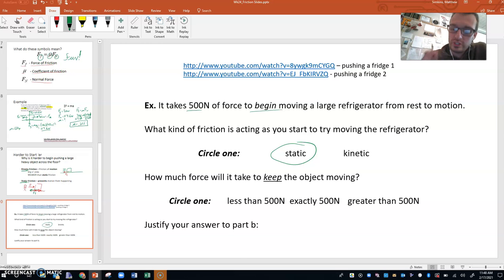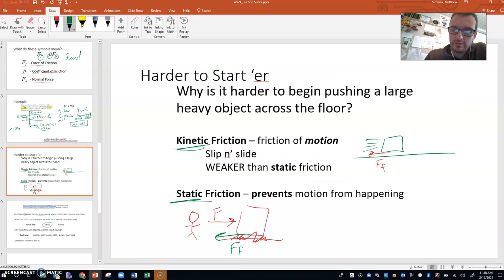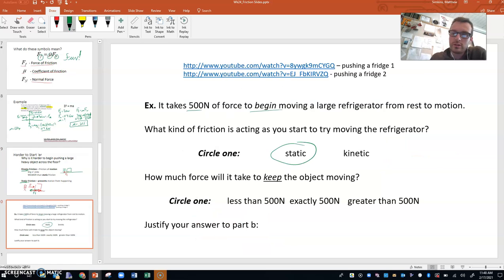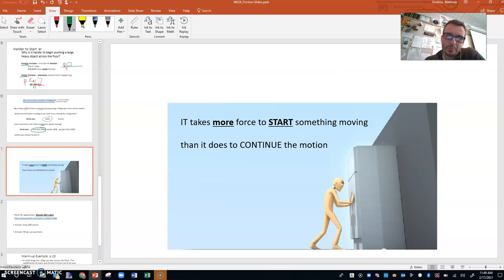And based on what we just said, look at what we just said. We just said that kinetic friction is weaker, static friction is stronger. So based on that, how much force will it take to keep the object moving? Well, now we don't have to worry about static. It's now kinetic, and kinetic is usually less. So that is how we can justify our answer there. We can say kinetic friction is generally weaker than static friction. So we don't need 500 newtons to keep it moving. We need less than 500 newtons to keep it moving. All right, so it takes more force to start something moving than it does to continue it moving.